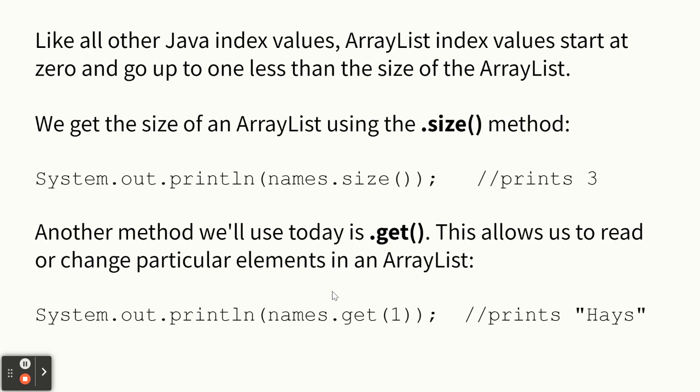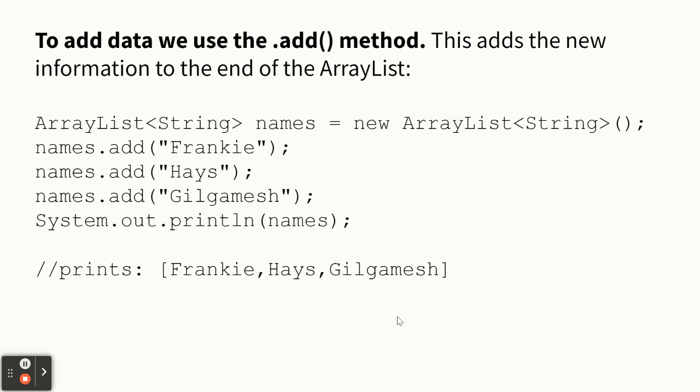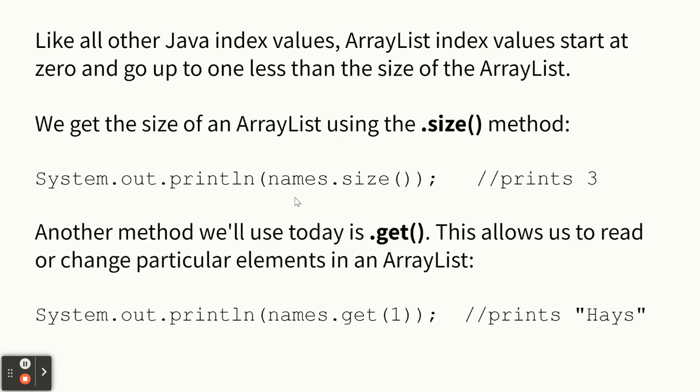To get something out of an array list, you have to use the .get method. So you don't use square brackets like with an array. If you wanted item 1 out of an array list, you'd say get with a 1 after it. Remember the array I set up here, item 0 is Frankie, item 1 is Hayes, and the third item is the formal name for my dog Gilly.